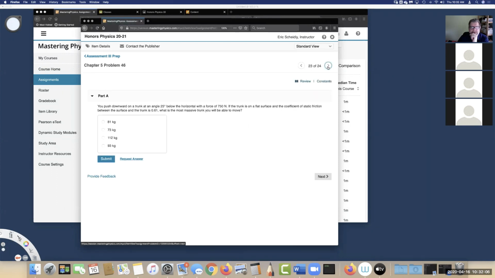I push downward on a trunk at an angle of 25 degrees on a flat surface. What's the most massive trunk you'll be able to move? Wow. This requires quite a bit of solution. And now we are overtime.